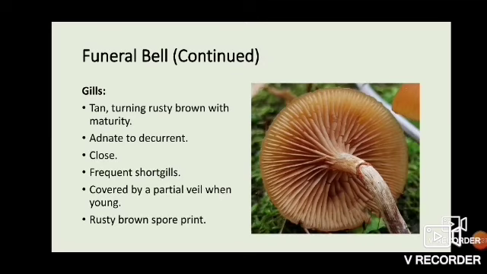The gills are close together, and there are frequent short gills. You can count 4, sometimes even 5 short gills between each full-length gill, and they are covered by a partial veil when young, and these produce a rusty brown spore print. And you can see a little bit of that spore deposit there, almost forming like a ring on that stipe.